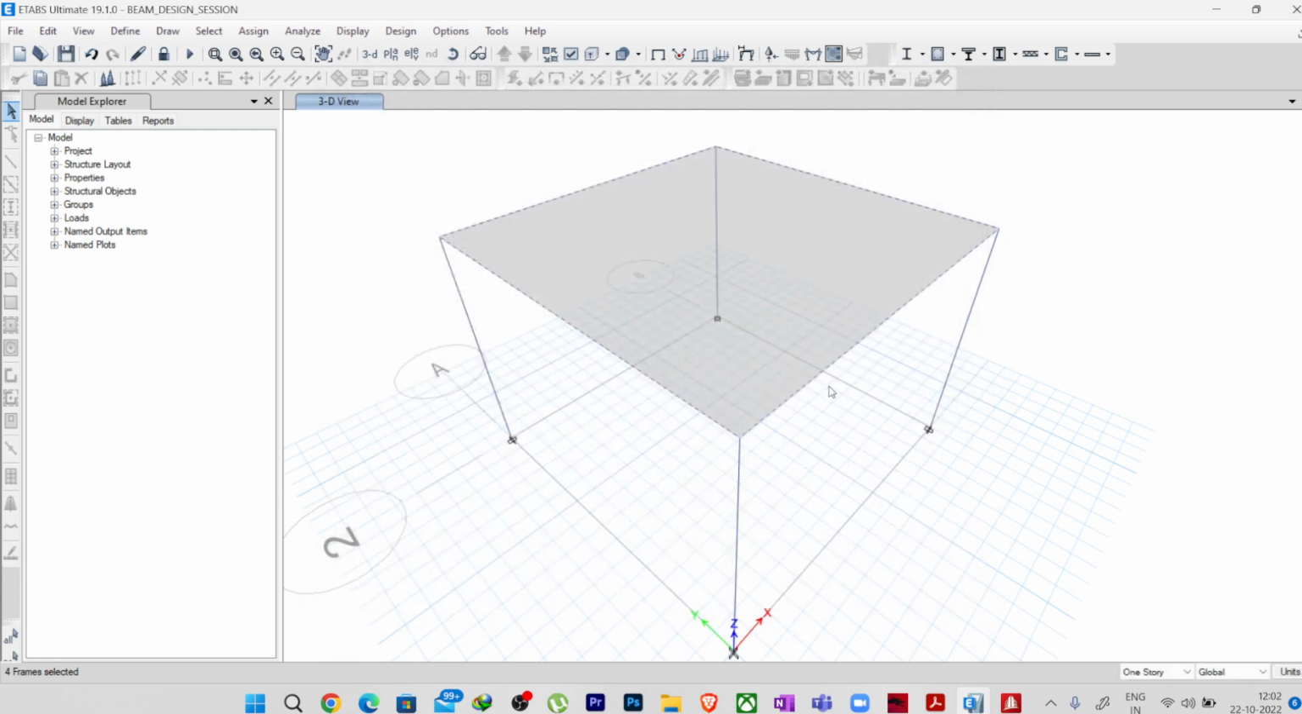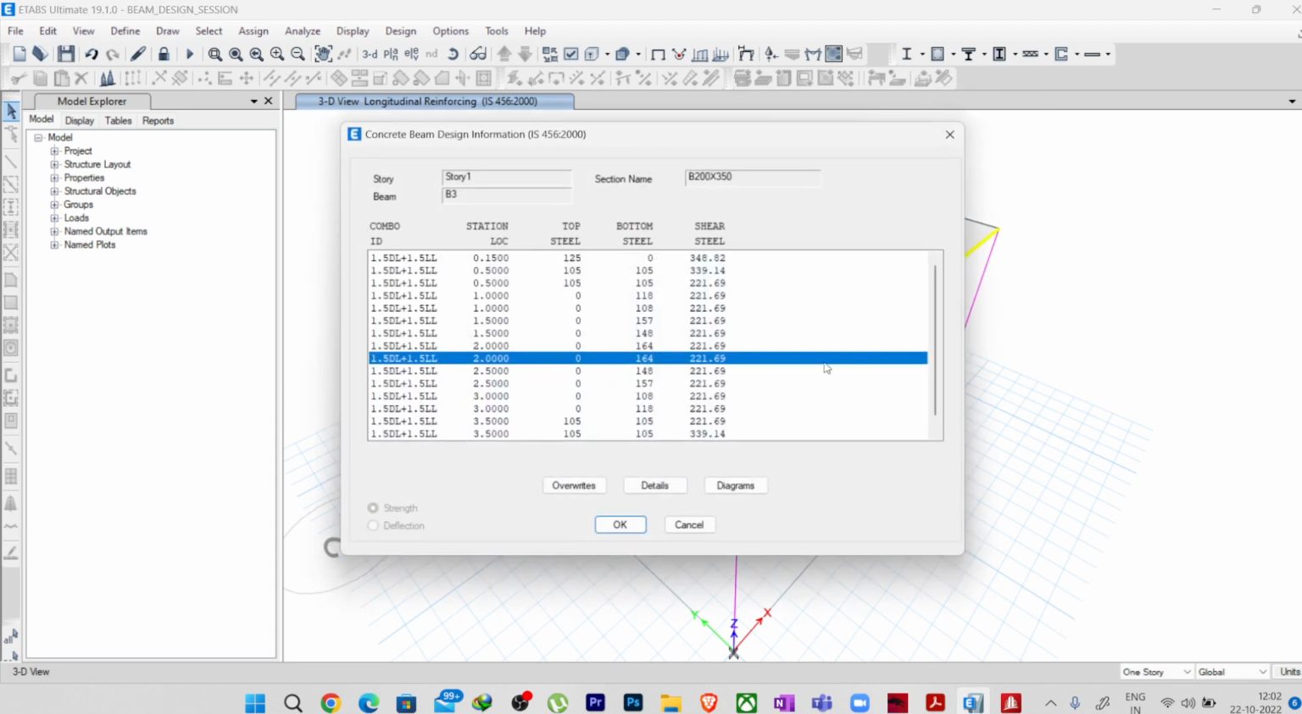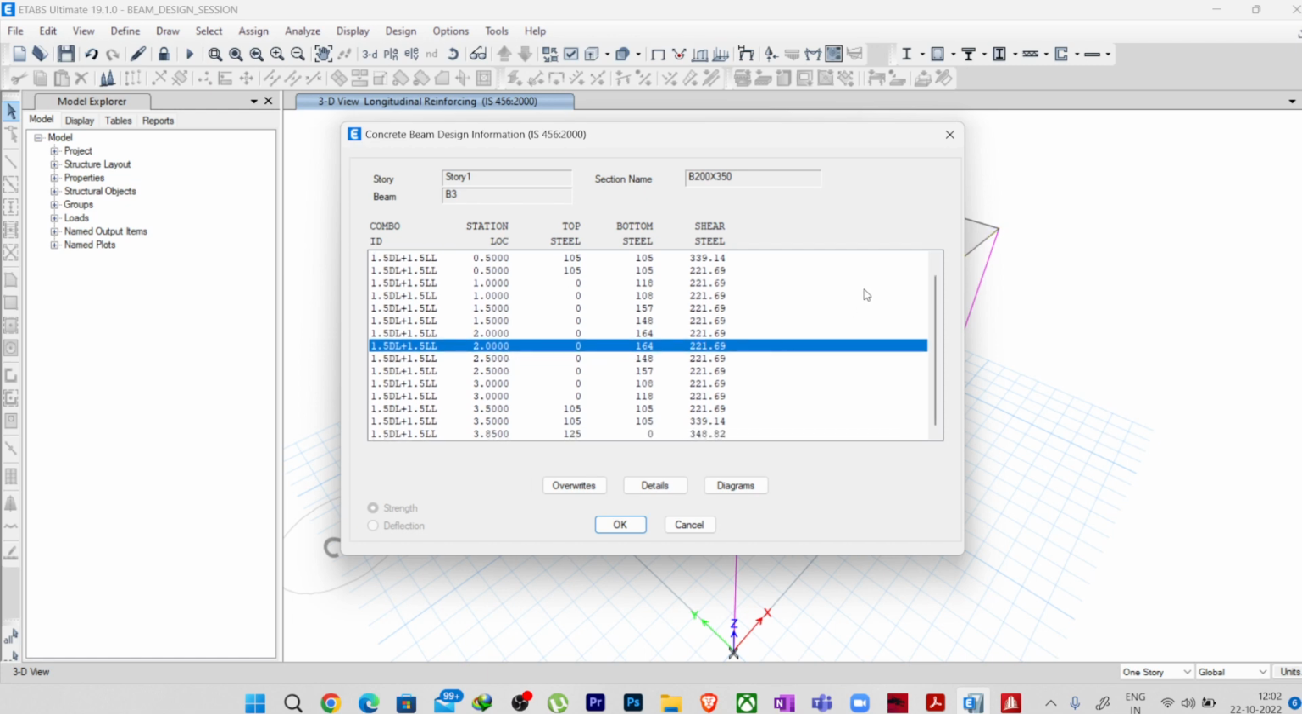So I have overwritten the section type here, and now I will run the design. So the beam design is complete. If I just right click here, and suppose this is the maximum value we are getting at location 2. Okay, so the beam is 4 meters, and at location 2 meters we are getting the maximum value. So in terms of bending bottom steel, that means obviously the sagging at the mid span.